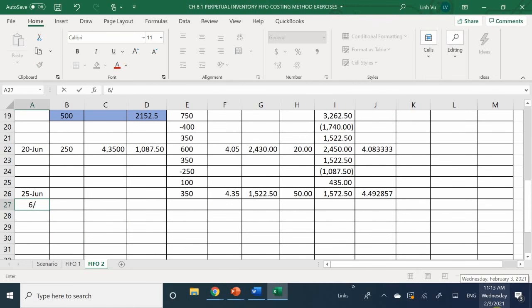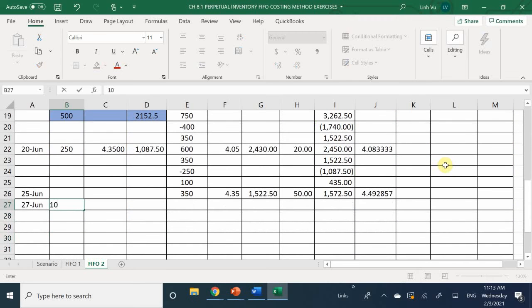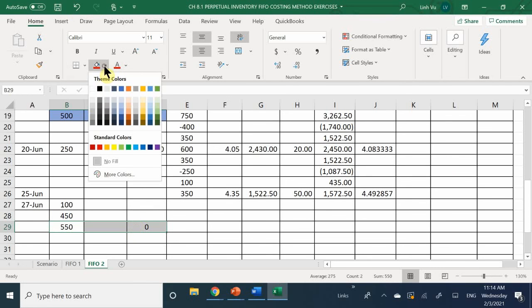June 27. We have, what was our first batch? Our orange had, I'm sorry, blue. Our blue had 100. And our goal is we need to get to 550. So we need to take 450 out of our orange. And because this is a calculation, we need to also highlight this, because we need to solve for the total amount of cost of goods sold.